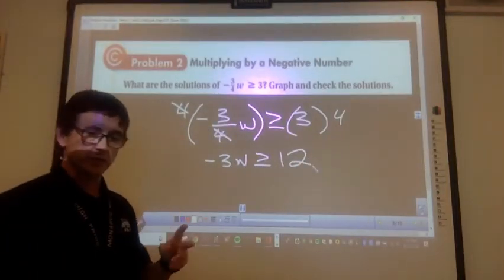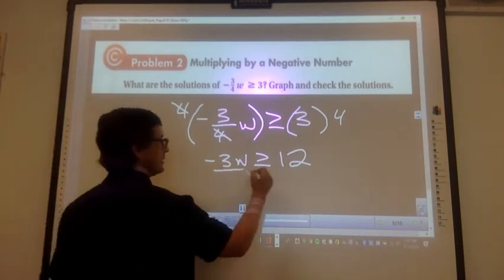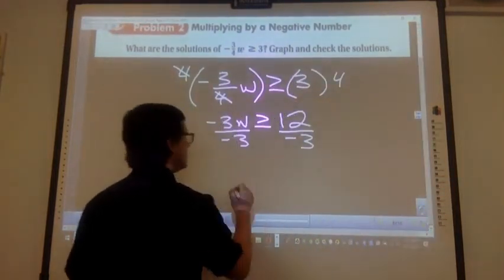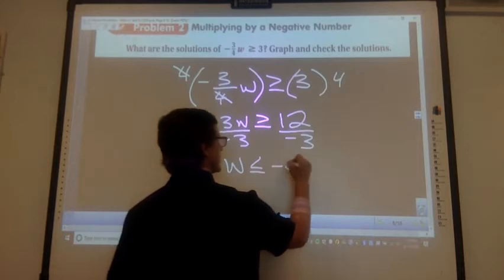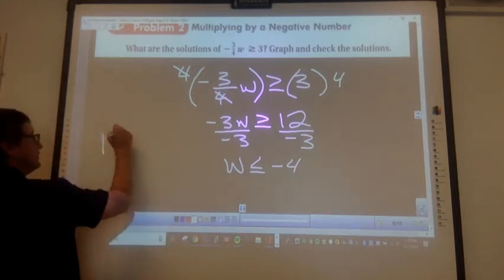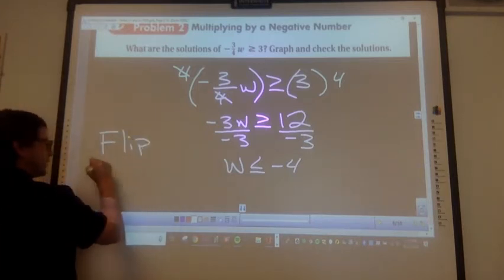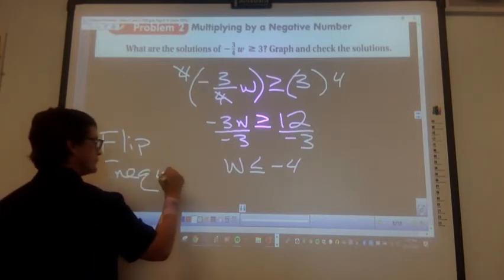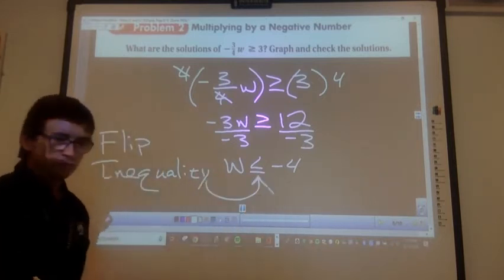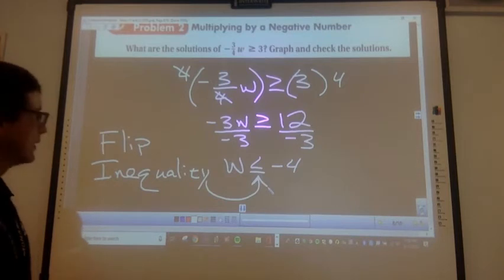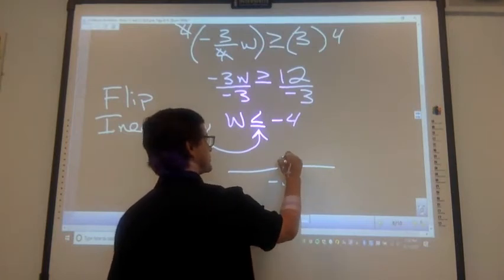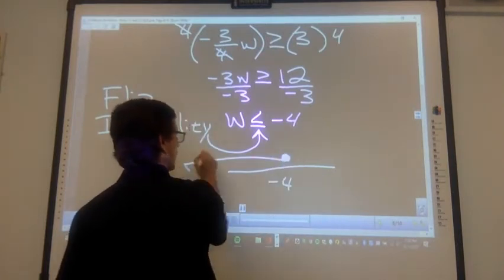So if you do that with 2 steps instead of just 1, I think it's a lot easier. Now we're going to divide by a negative, which means I need to flip the inequality. So W is less than or equal to negative 4, right? Divide by a negative, flip inequality. Okay. So don't forget that. We got to graph this sucker. -4, closed dot, arrow to the left.